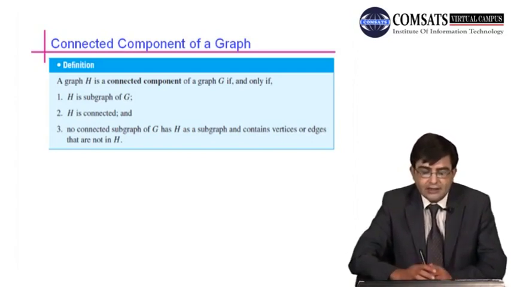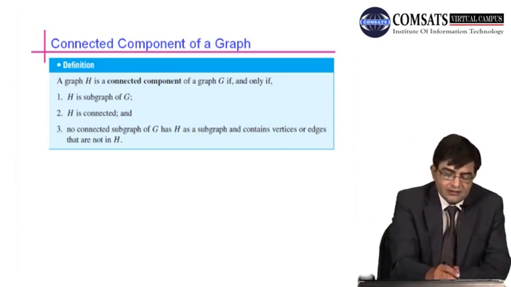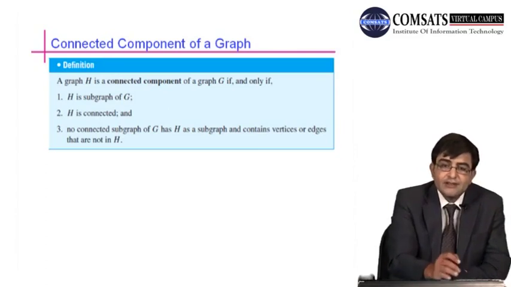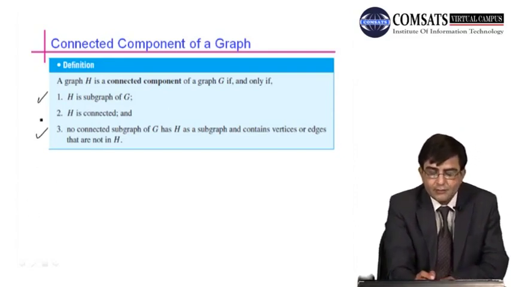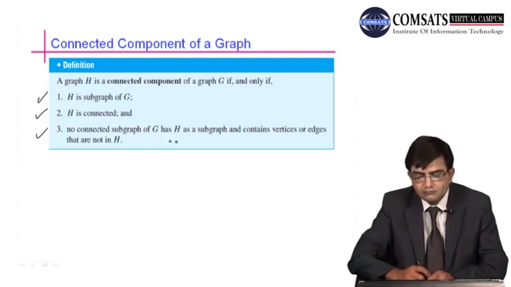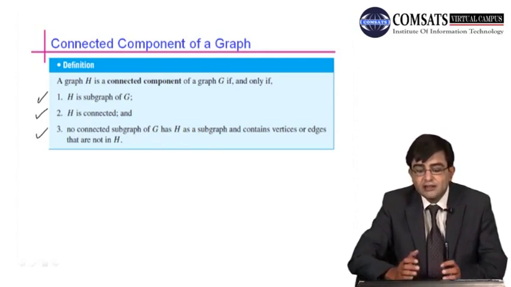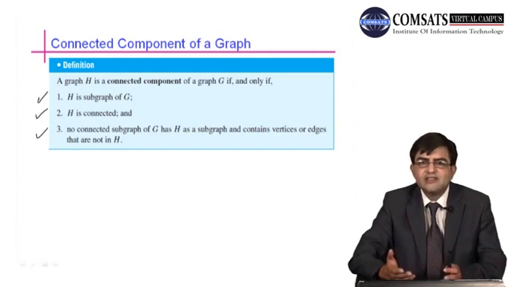For example, you may be confused by this third condition. A connected component of a graph is basically a subgraph of G, it should be connected, and no connected subgraph of G has H as a subgraph. This means there is no larger subgraph of G which contains H. That is, you can say H should be the largest subgraph of G which is connected.